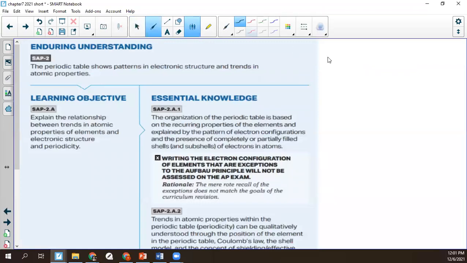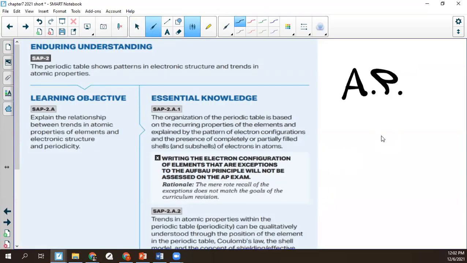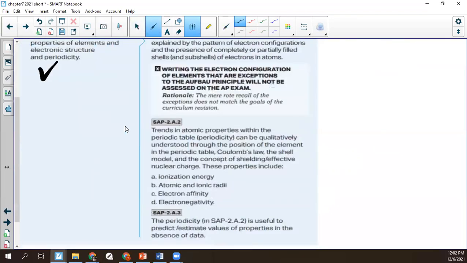All right, this is directly from the AP class gigantic 200-page book that describes how to teach this. There's not a ton you need to know here, except for this entire chapter covers this SAP 2-A, which is weird because it's actually in the first learning objective, but it has a 2. I don't even get it. And really, it's right here.